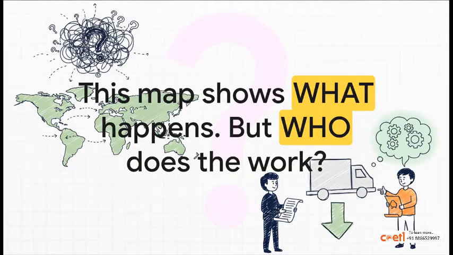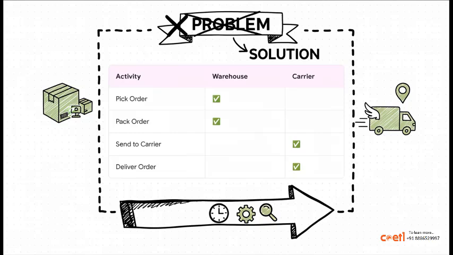But hang on, look closely at this map. It raises a pretty big question, doesn't it? We can see what happens, but who is picking the order? And who's responsible for handing it off to the carrier? This map is missing a whole dimension. And the solution is actually surprisingly simple.